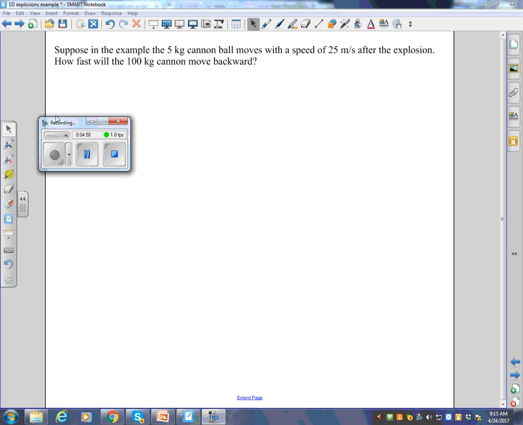Suppose an example: the 5 kilogram cannonball moves with a speed of 25 meters per second after the explosion. How fast will the 100 kilogram cannon move backward? Do you guys have this too? Do you have that on? Yeah, it's right there? Okay, so can we do this one as sort of an example?